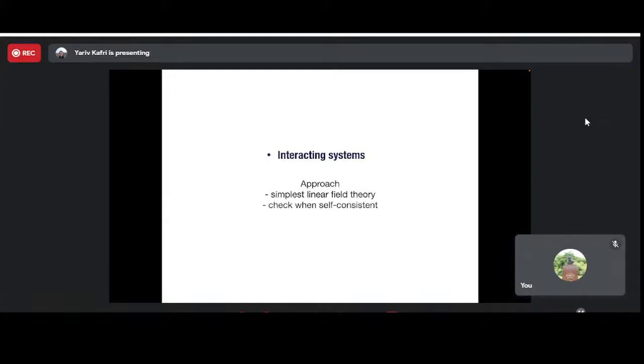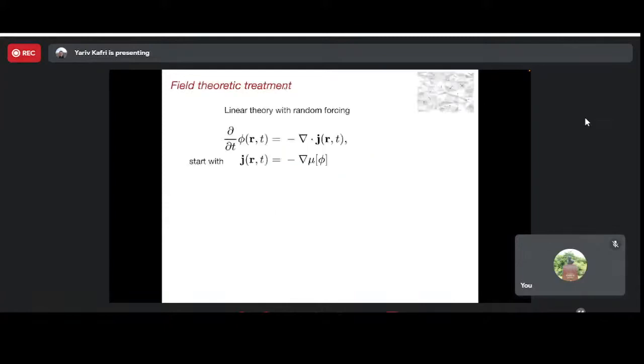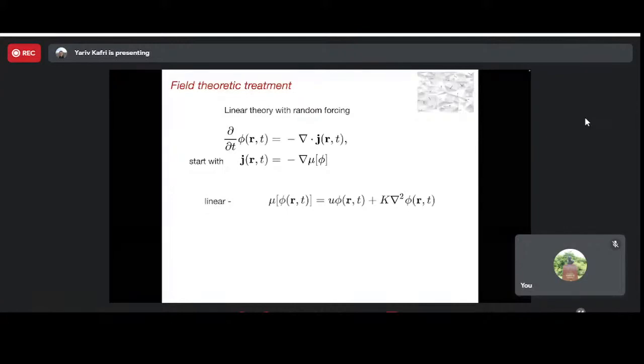So I want to write down a field theoretical treatment for the disordered problem. Again, I have my conservation equation for phi, which is the deviation from the mean density. I start with a current, which is the simplest gradient of a chemical potential, what you know from the usual statistical mechanics book. It's just a linear gradient of the simplest linear chemical potential that you could imagine. Remember, all the activity came at the nonlinear term. And then I'm going to add the disordered potential.